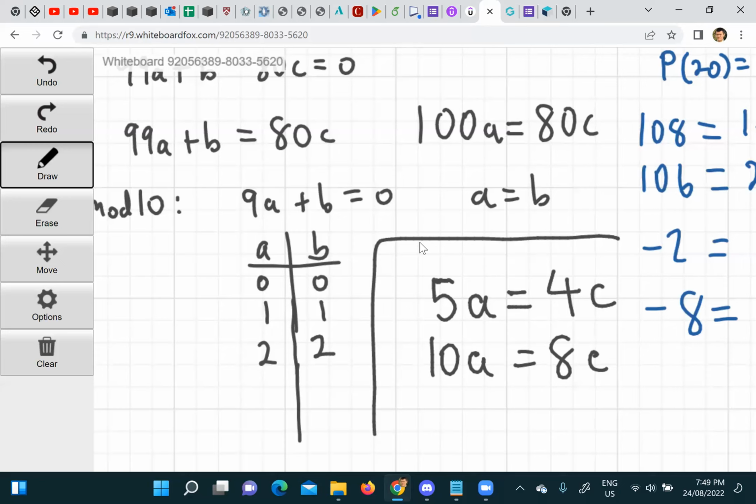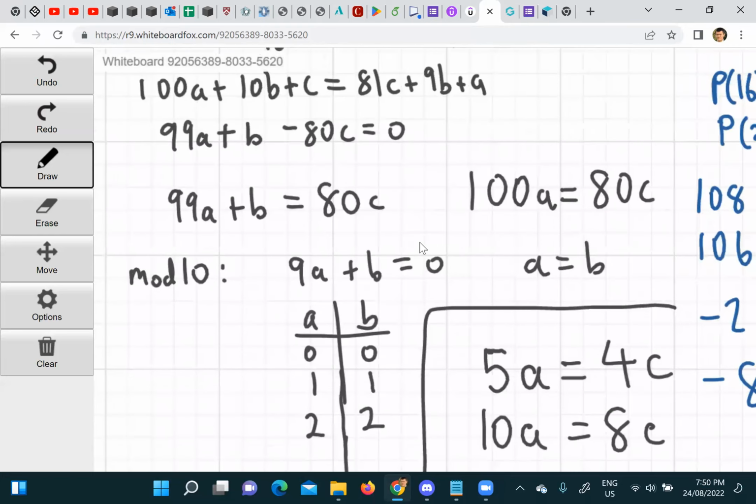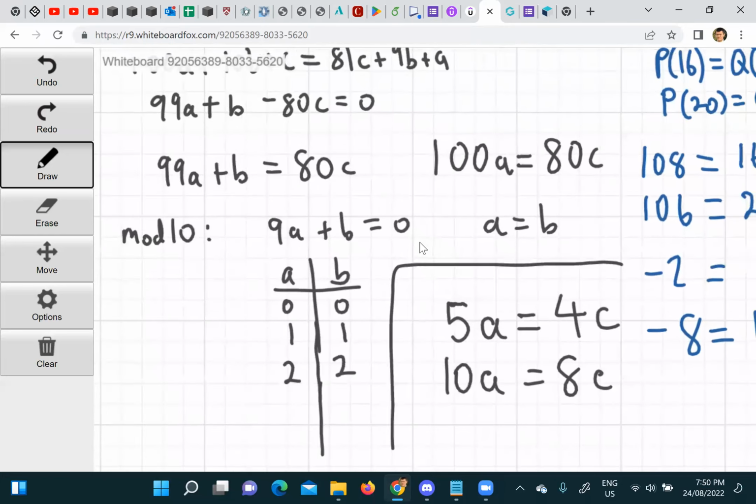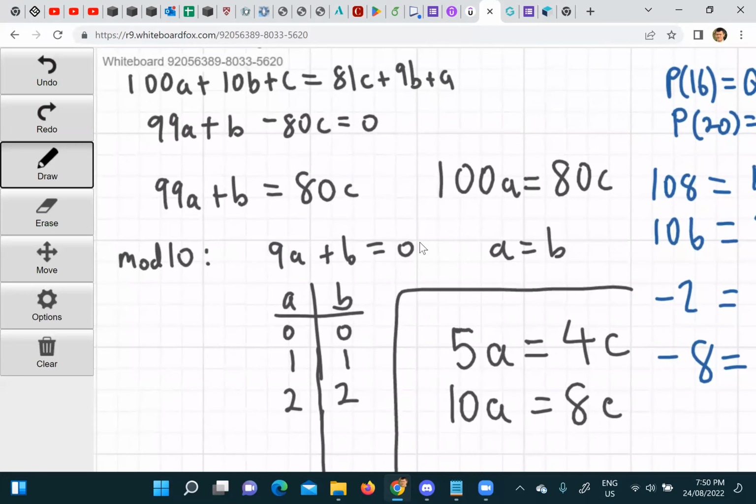Wait, how do you get that? 89C. 100A plus 10B plus C equals the whole thing. And then because A and B are the same, it's just 110A. Oh, that's what you're doing. Okay. 110, 4C.